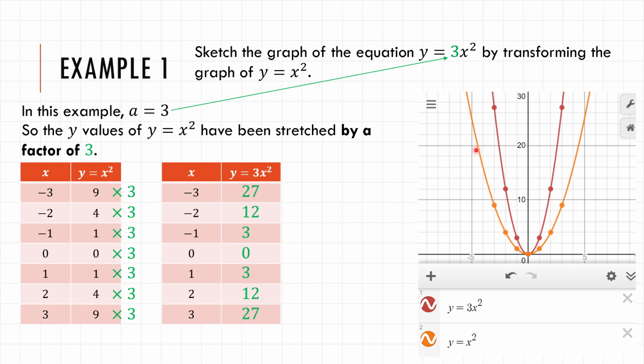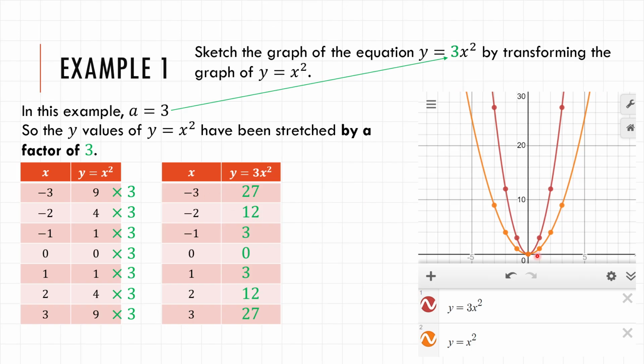So y equals x squared is here in orange, -3 and 9. So let's see, -3, yep, 9, that looks good. -2 and 4, -2, 4, yep, that looks good. Notice these are going up by 2's. And now let's check the graph of y equals 3x squared, because I'm pretty confident in this one.